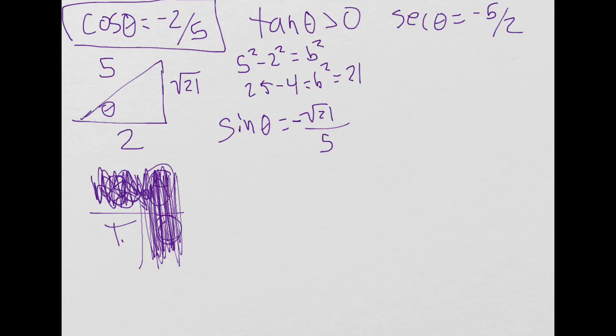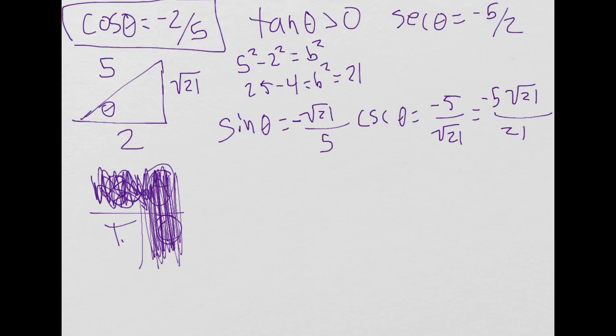Now the reciprocal of sine is cosecant. So cosecant of theta is going to equal -5/√21. Rationalize it, you're going to get -5√21 over 21. Again, I hope you're seeing how to do that really quickly now.